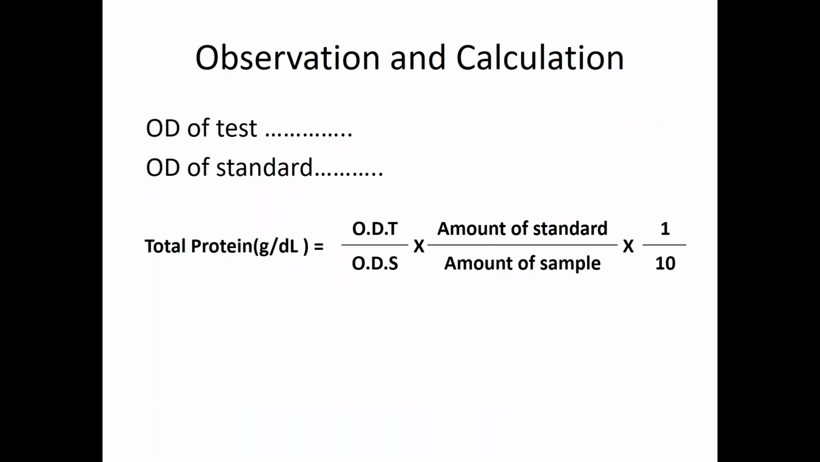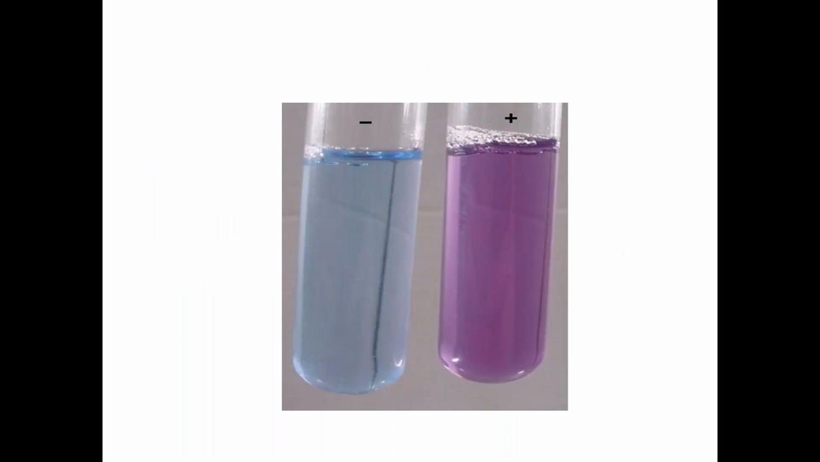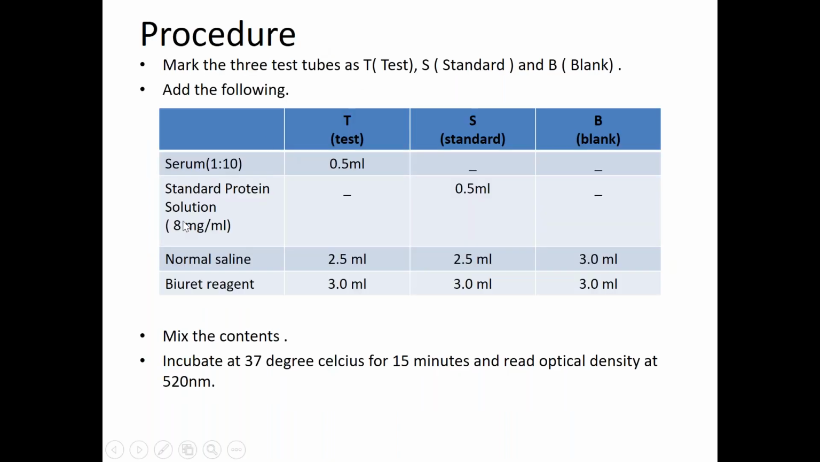Now, coming to the observation and the calculation. After performing all this procedure, at the end you have to read the optical density, and you will get the optical density for the standard and the test. The blank is used to set the optical density to zero. We use a blank in colorimetry experiments in order to nullify the color of the reagent, like biuret reagent.